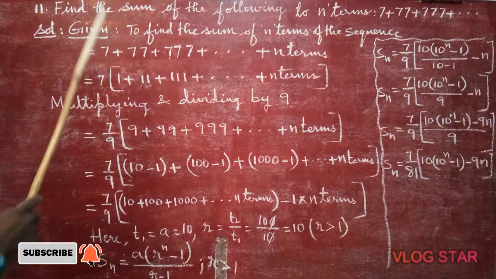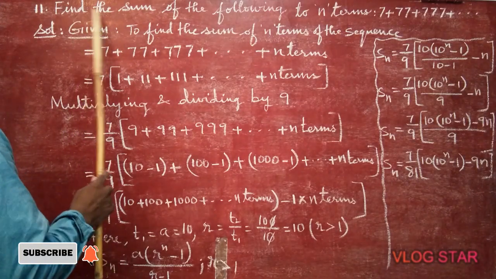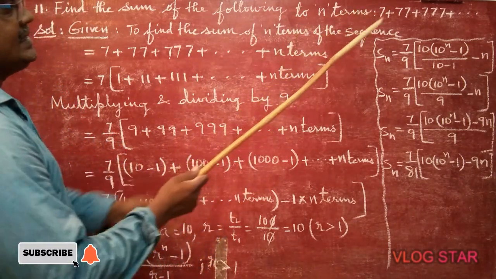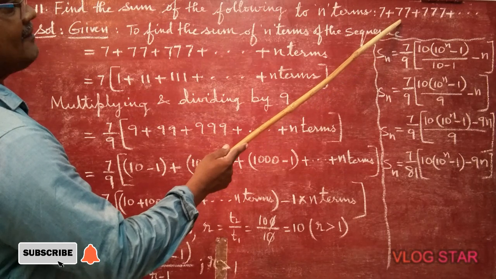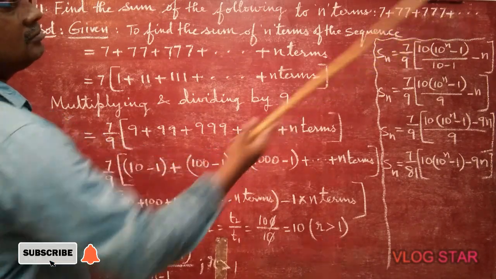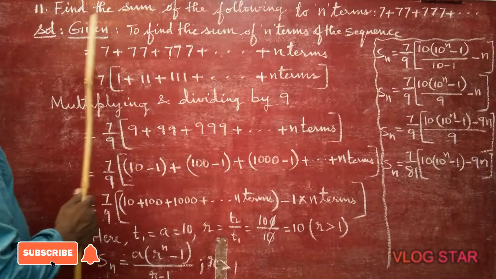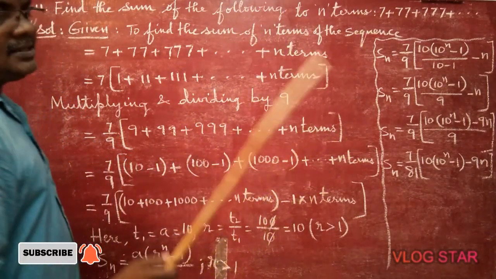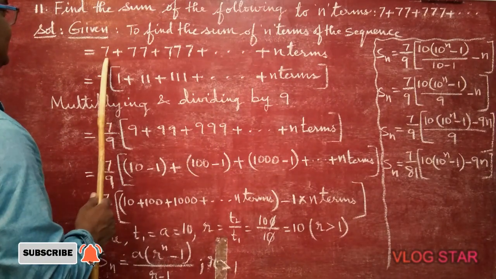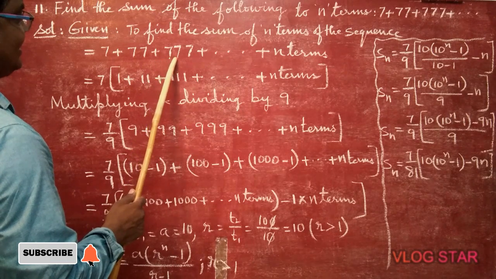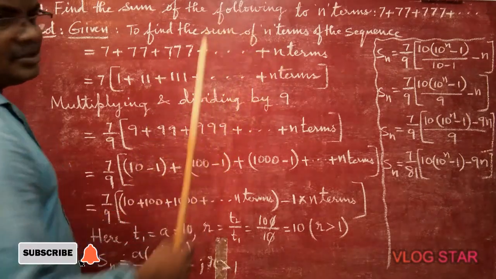11th problem. Find the sum of the following to n terms: 7 plus 77 plus 777, so on, n terms. Solution given. To find the sum of n terms of the given sequence. What is the given sequence? It means 7 plus 77 plus 777, so on, n terms.